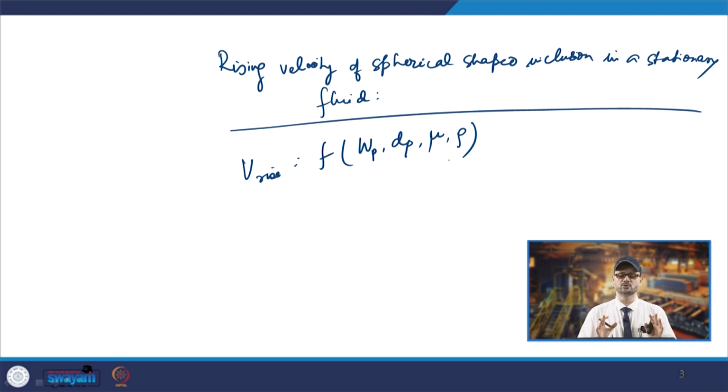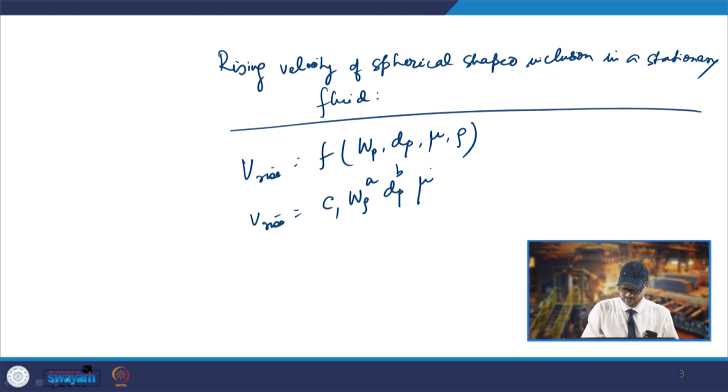Now, if you use Rayleigh's method of indices, you can write a functional relationship of the type: V rise equals C1 times Wp raised to the power A, then dP raised to the power B, then mu raised to the power C, and similarly rho raised to the power D. So, these are the indices.